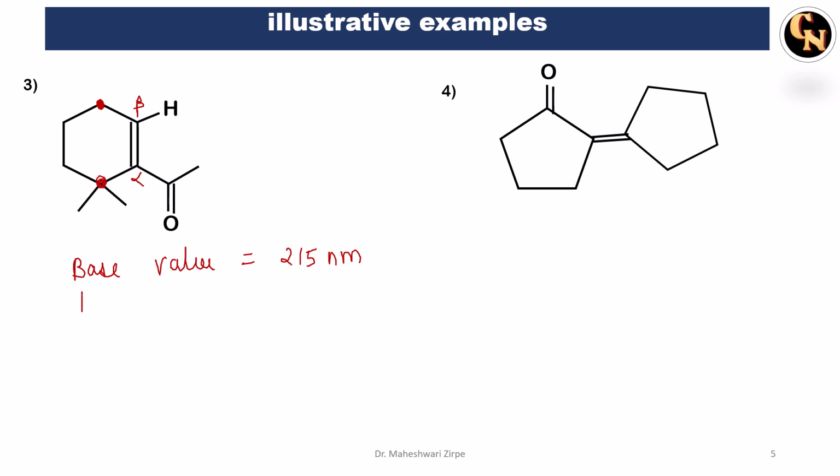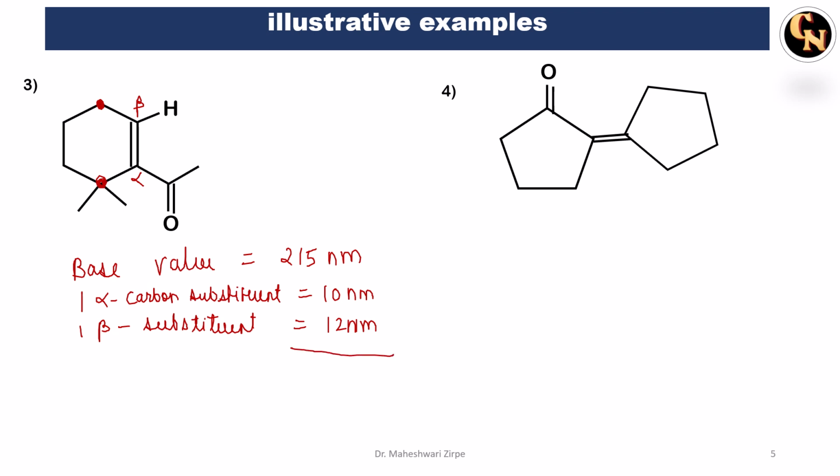So what are we going to add? One alpha carbon substituent, and we are going to add 10. For alpha, we have seen in the table it is 10 nanometers we have to add. For 1 beta substituent, you will be adding 12 nanometers. What else do we have to add? There is nothing else we can add in this now.